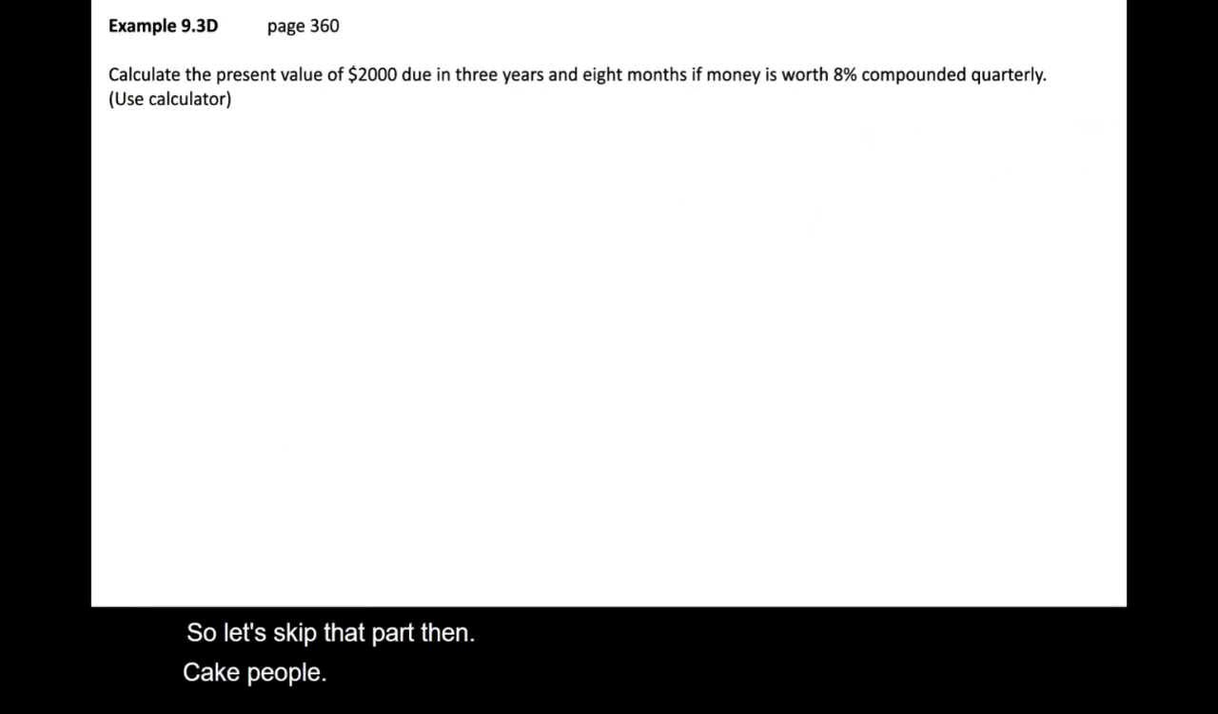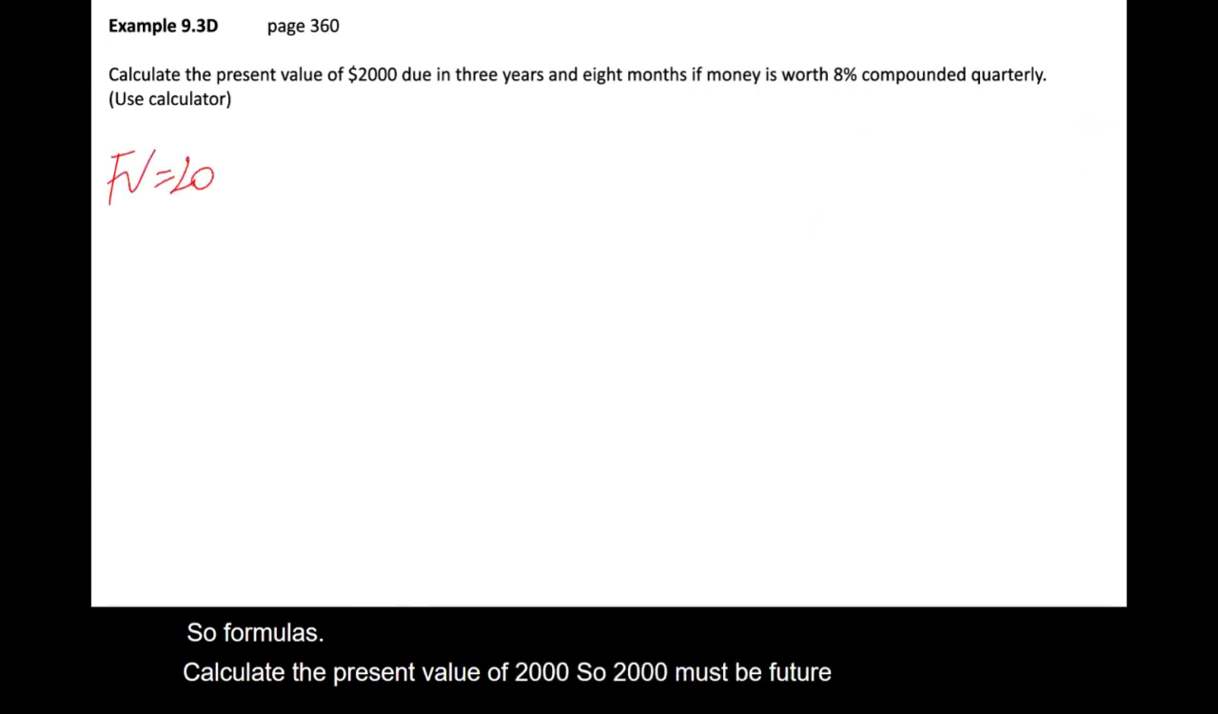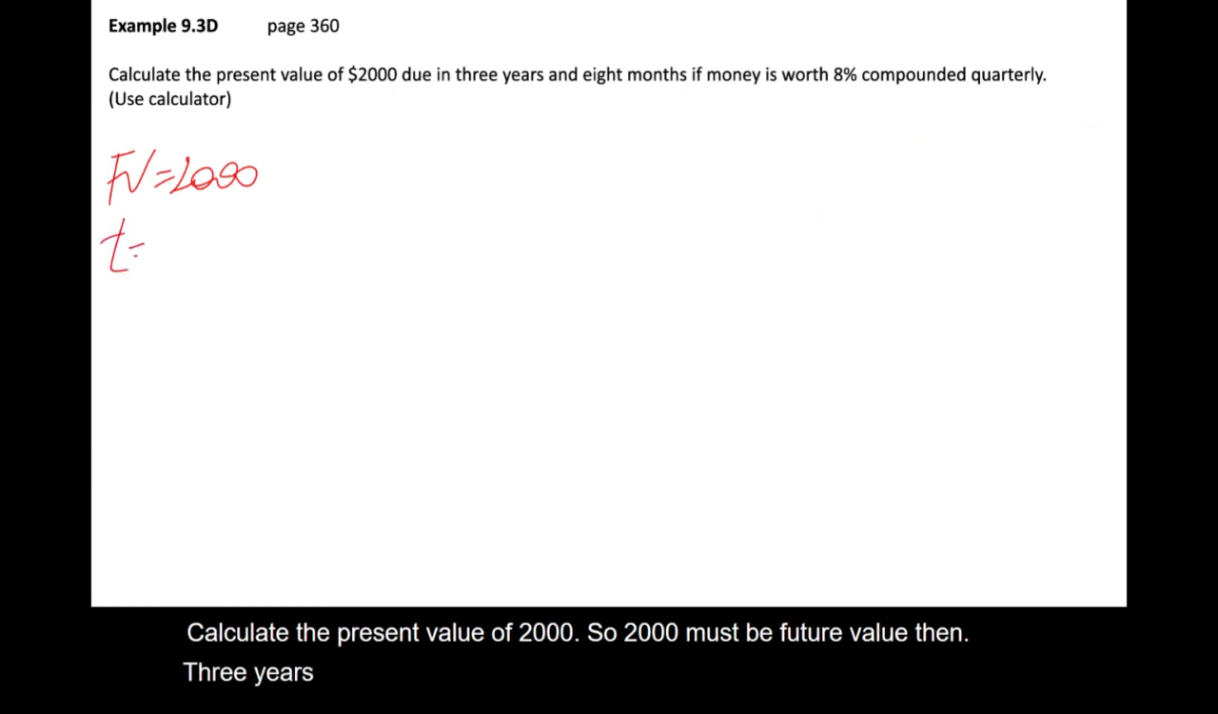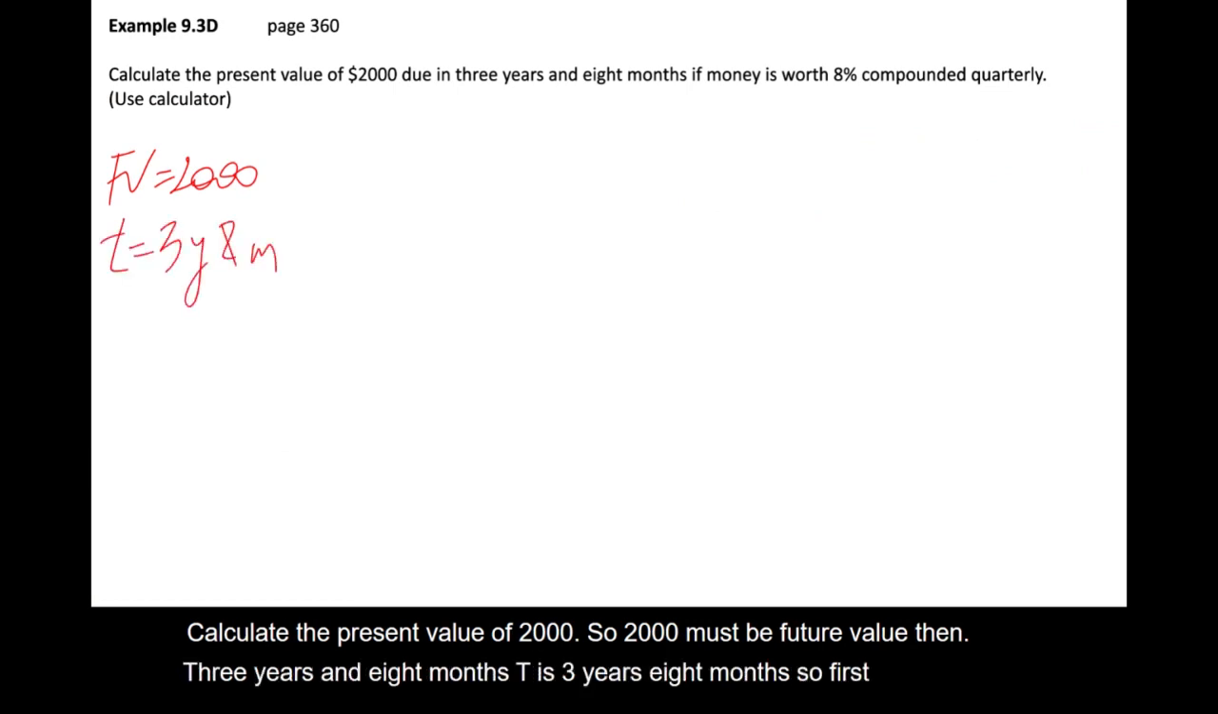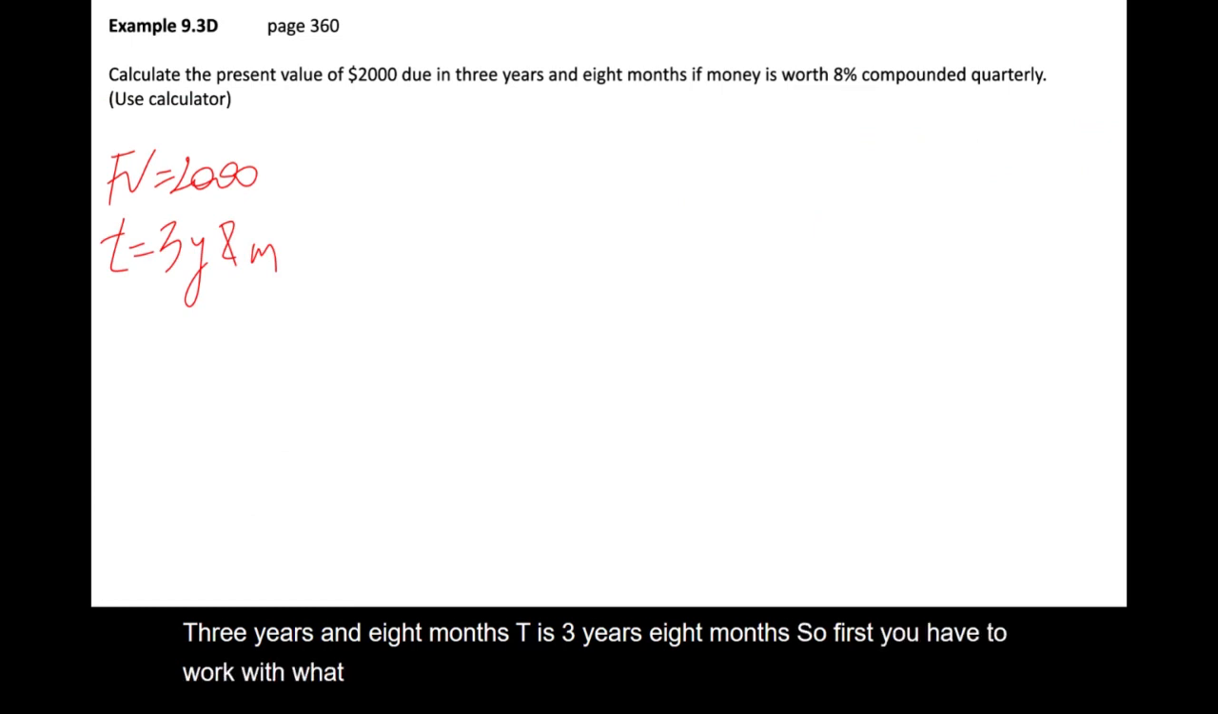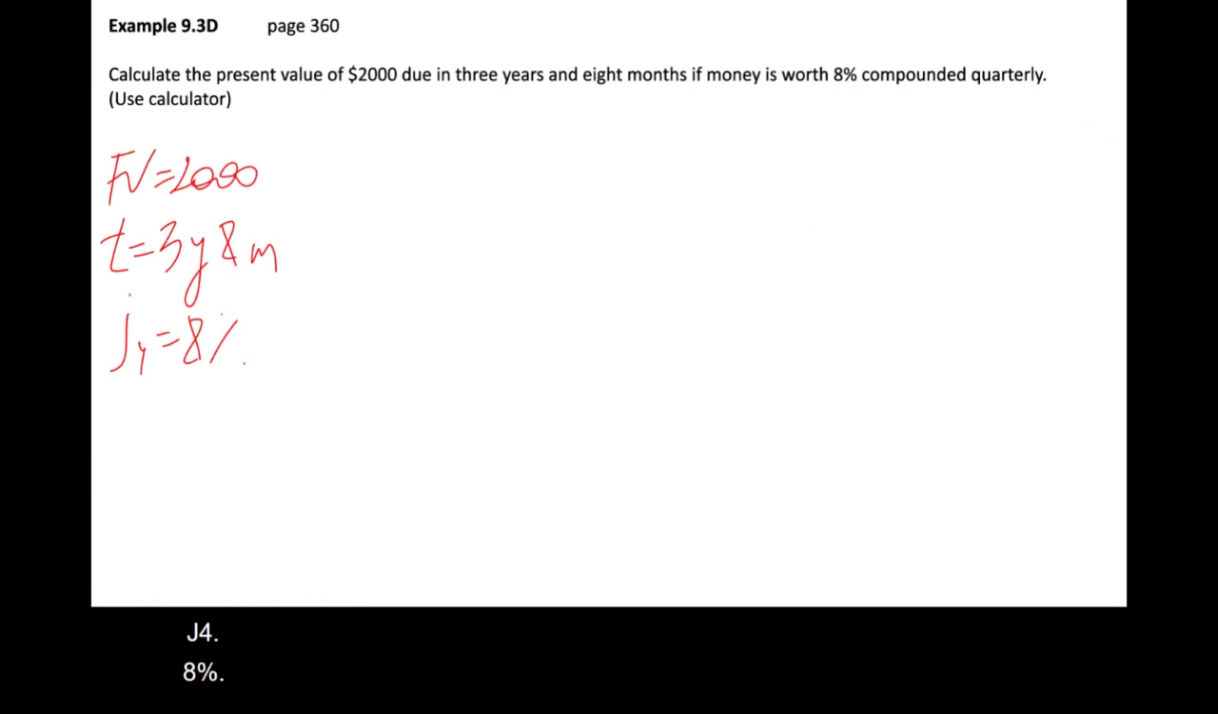So formulas. Calculate the present value of 2000. So 2000 must be future value then. T is 3 years, 8 months. So first we have to work with what? Time. J4, 8%. So let's work, and we need to find present value.